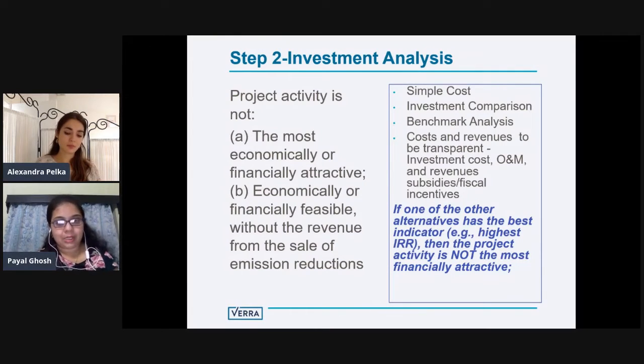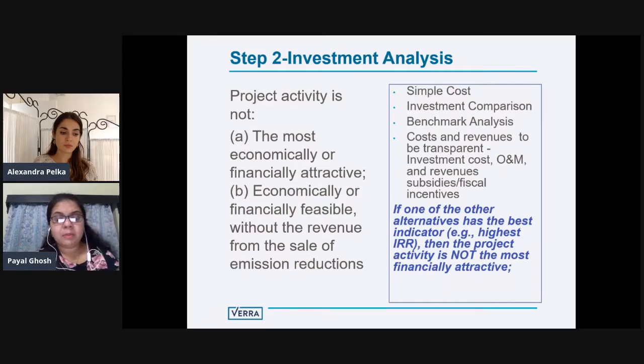You check that the project activity is clearly not the most financially attractive. The benchmark analysis is another kind of analysis, a tool that is used by most projects. For example, if there is a renewable energy project that is selling electricity to the grid, and they are getting a preferential tariff from the grid, then a benchmark analysis is deemed more appropriate because there are also sources of revenue coming in. So you would have a benchmark that could be like a government bond rate. It could be an internal benchmark, a company benchmark, like a weighted average cost of capital.